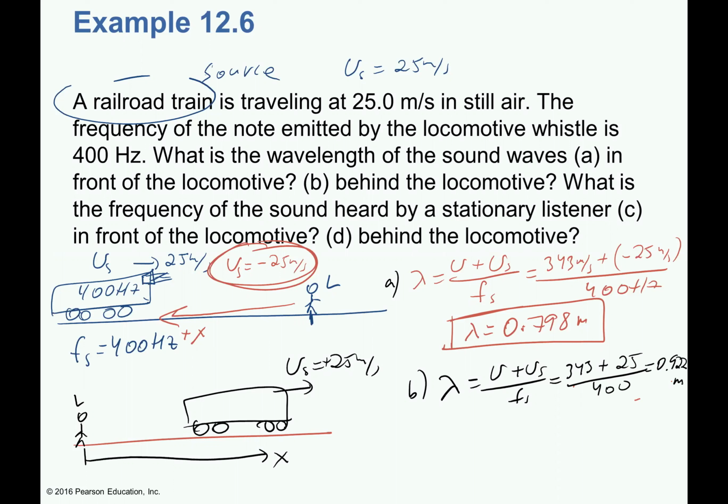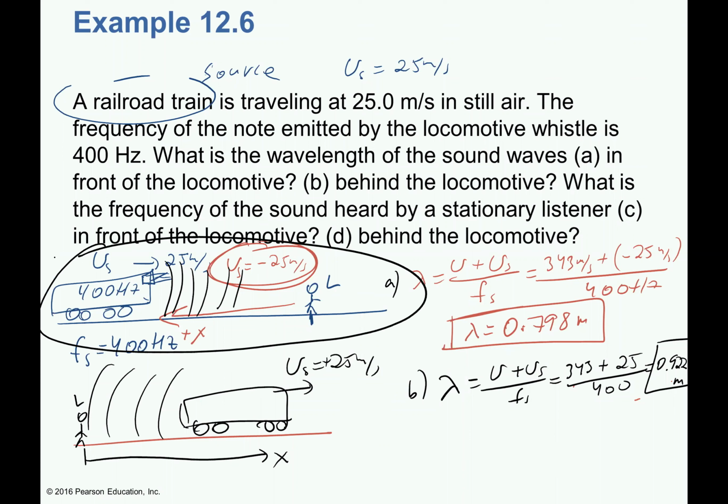All right, that means I get a higher wavelength because the sound waves will be stretching by the time they get to the listener, whereas here they're compressing because it's moving. All right, so part C says, how about the frequency? Let's call this case 1, moving toward the listener, and case 2, moving away from the listener.